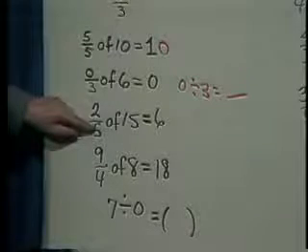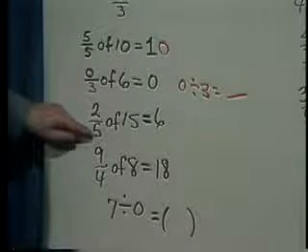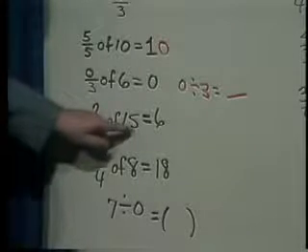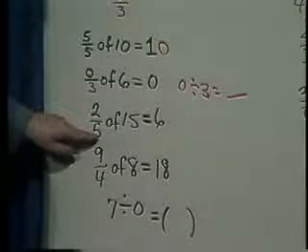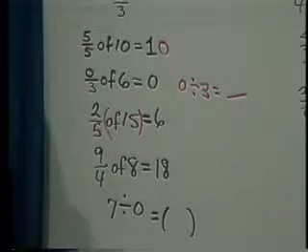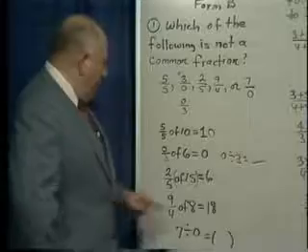2/5 is not a whole number, but it's still what? 2 divided by 5. And what ratio is that? 2/5, say, of 15. 15 divided by 5 would be 3. 3 times 2 is 6. See, 2/5 is a ratio. It's 2 out of every 5.